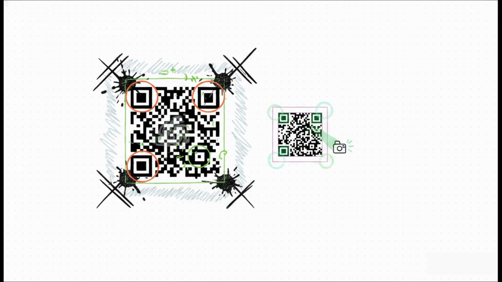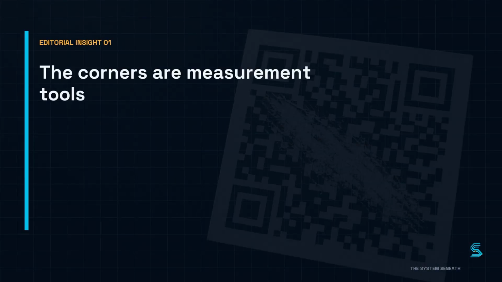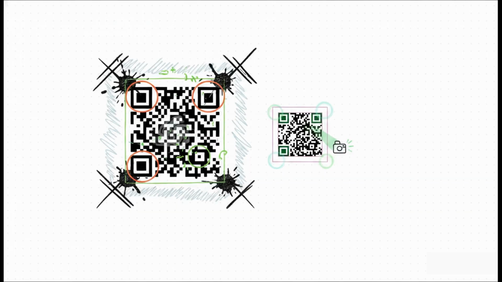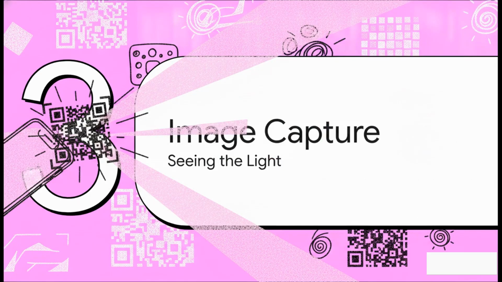That quiet zone is absolutely critical because it's the mandatory white space that tells the scanner where the background ends and the actual data begins. So structural damage to the corners or the quiet zone is fatal, but data damage in the middle, that's merely a flesh wound. All right, stepping into Section 3, phone camera image capture.